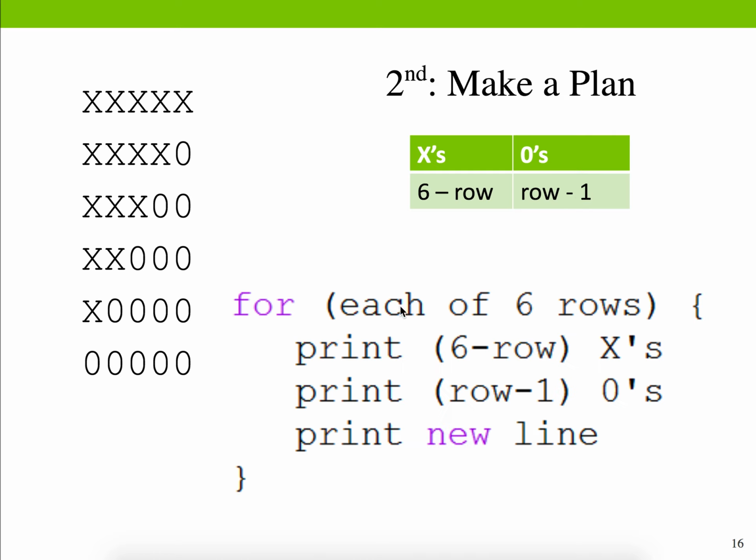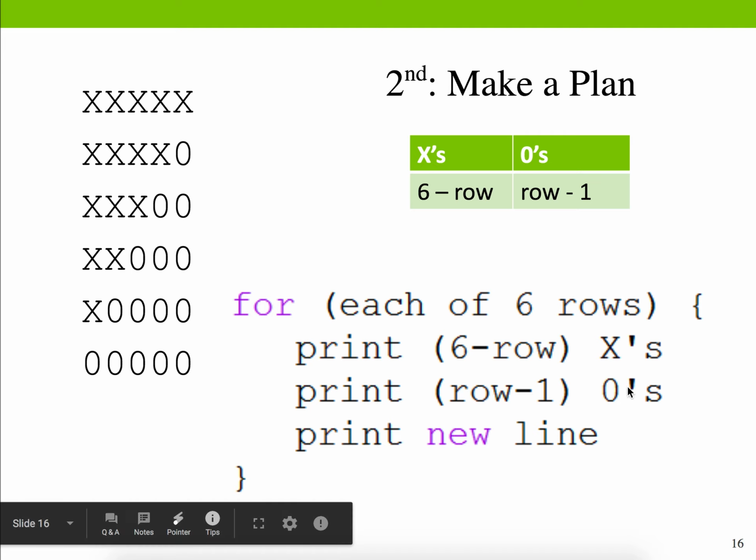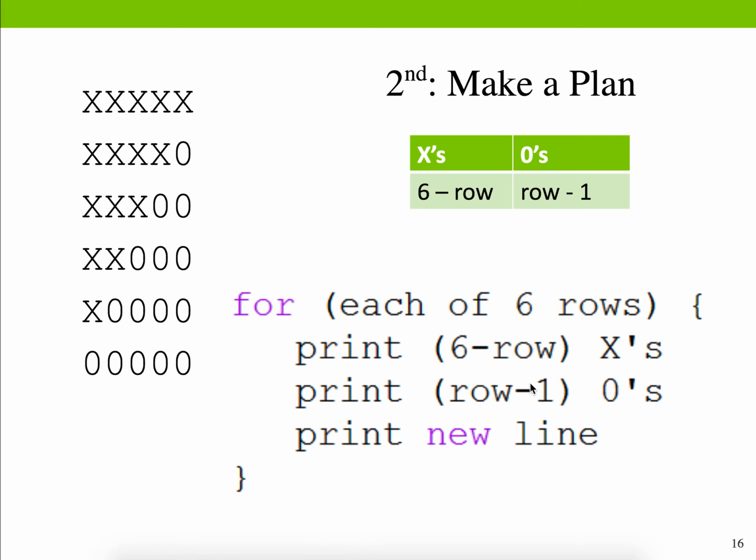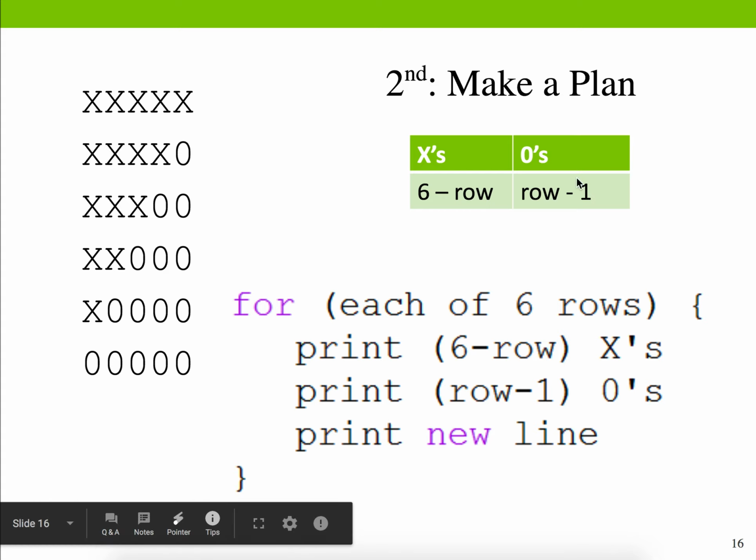So here's my pseudocode. For each of the 6 rows that I have, I'm going to print this many x's, and I'm going to print this many zeros. I keep saying o's and zeros, so confusing. And then I'll do a new line, after I do the x's and then the o's. So notice my very first row is row 1, 1 minus 1 is 0, so I'm going to do 0 zeros, which is exactly what I have up here. So that's how I want to print. That's my pseudocode. This is kind of like English. Now I have my plan.